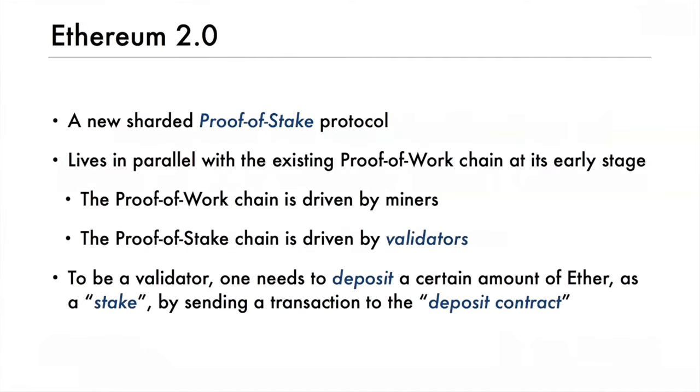First, let me briefly explain the Ethereum 2.0 deposit contract. Ethereum 2.0 is the next generation Ethereum blockchain system that is based on a new proof-of-stake consensus protocol. Unlike the existing proof-of-work protocol that is driven by miners, the new proof-of-stake protocol is driven by so-called validators. In Ethereum 2.0, anyone can become a validator. To be a validator, you need to deposit some amount of your Ether as a stake, and you can deposit your Ether by sending a transaction to a special smart contract called the deposit contract.